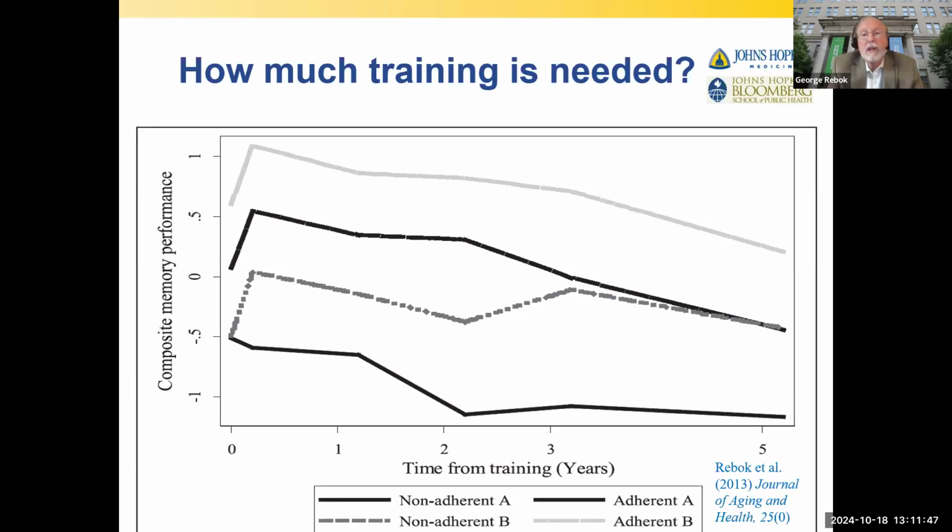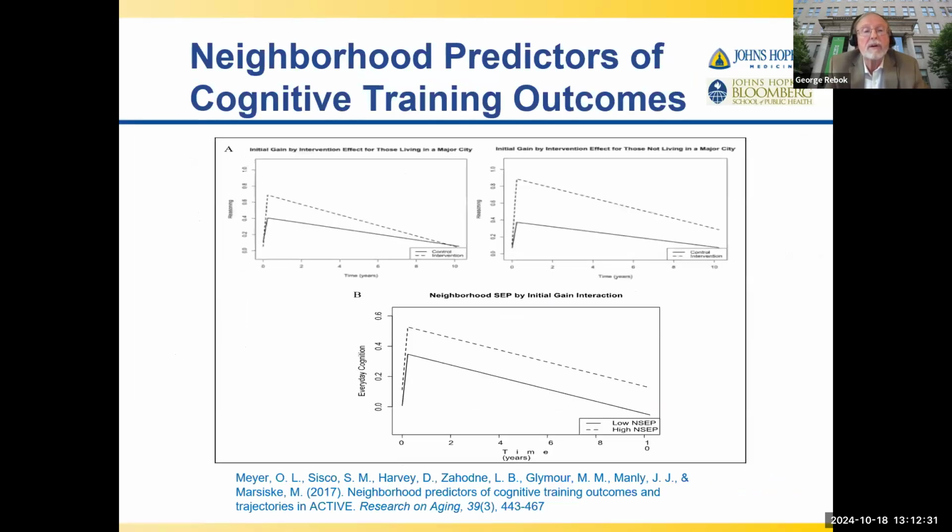The question of how much training is needed, this is something we paid a lot of attention to. Here you see mean estimated composite memory performance over time in the memory training intervention based on the adherence to training. Adherence A is adherence to the initial training. Adherence B is to the booster training. And those participants who were non-adherent to the initial training, this lower line here, fared the worst in terms of their memory performance. So if you were adherent to the initial training, or either you're adherent or non-adherent to the booster training, you did better than the participants who are non-adherent.